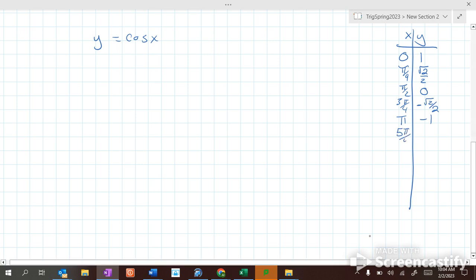5 pi over 4. 3 pi over 2. 7 pi over 4. Square root of 2 over 2. And 2 pi. 1.